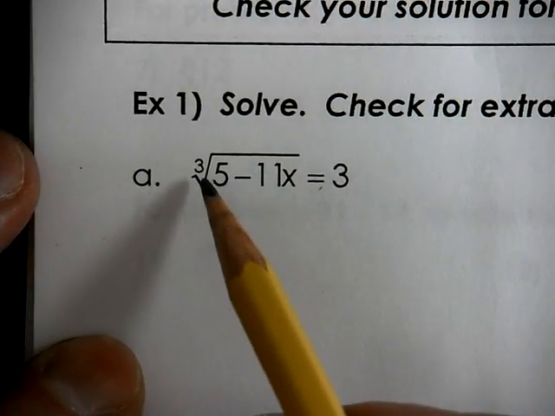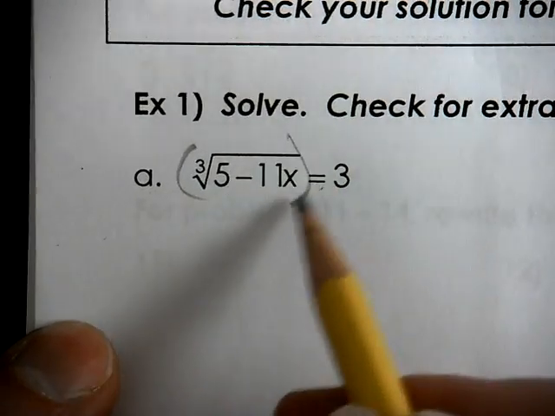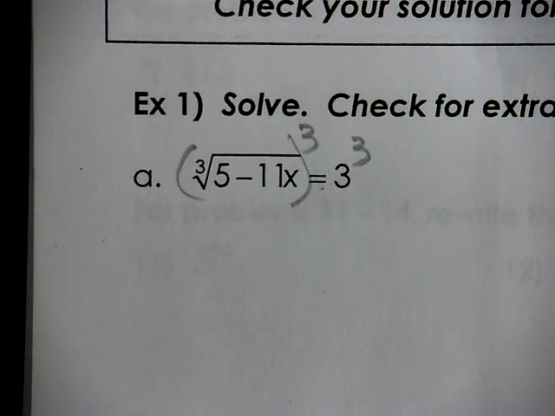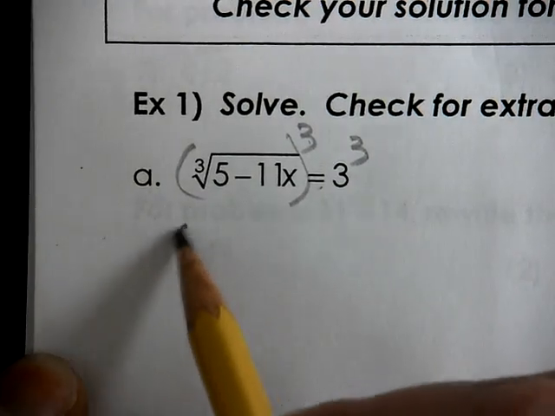This is a cube root. The index is 3. So to get rid of the cube root, we're going to raise it to the third power. So when you cube a cube root, you get what's inside.